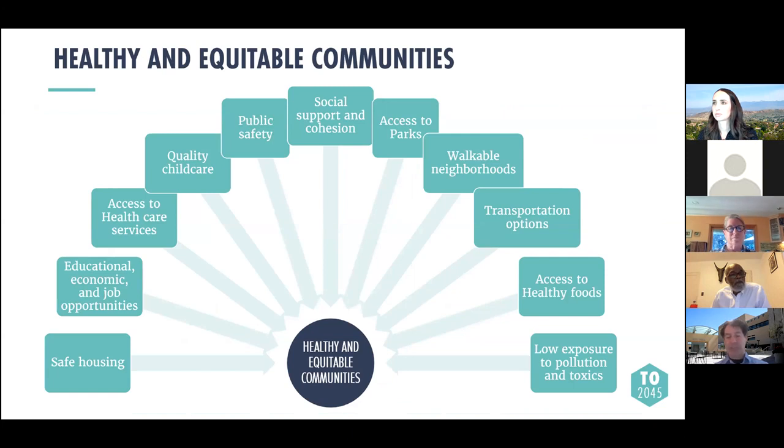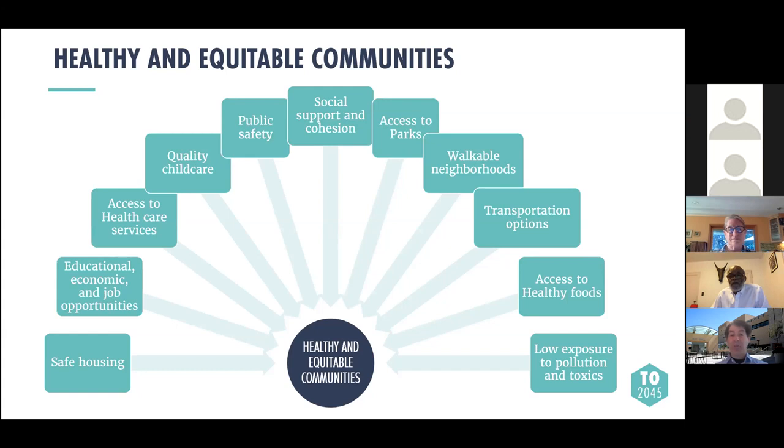There are all of these factors that go into healthy and equitable communities. It's not just income, but that matters. It's economic and job opportunities. It's where you live. It's whether you have access to healthcare, whether you have access to parks, whether your neighborhood is walkable, whether you live in an area where there's pollution and toxics. All of these are cumulative factors that add up to how healthy some people are compared to others. What we're trying to do is get to equity, to make it so that everybody is healthy and everyone can live in a healthy and equitable community.